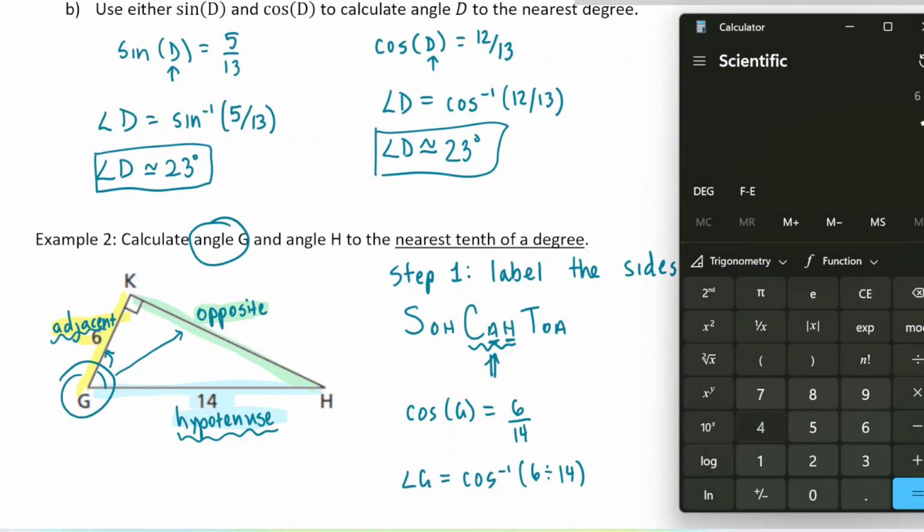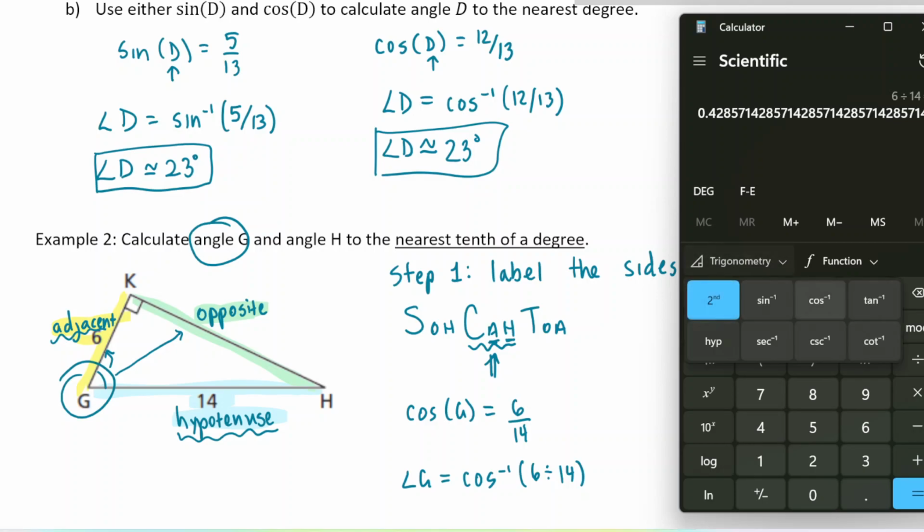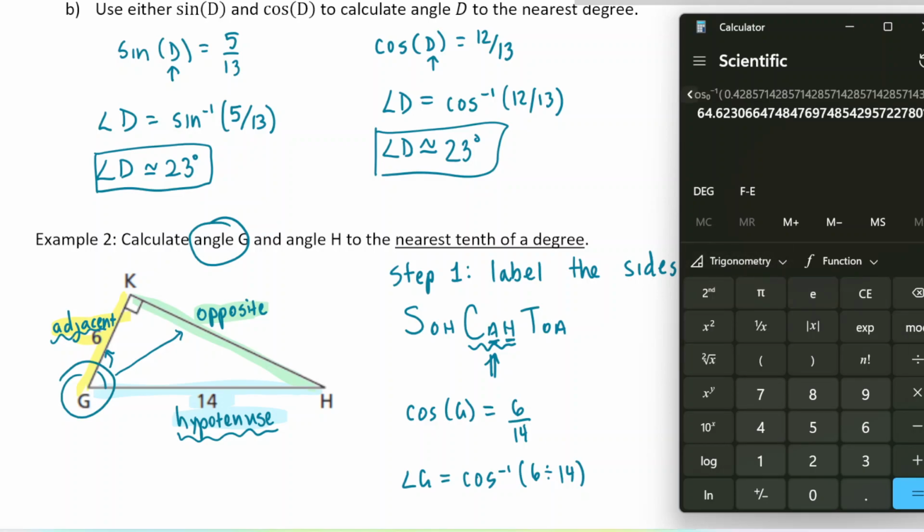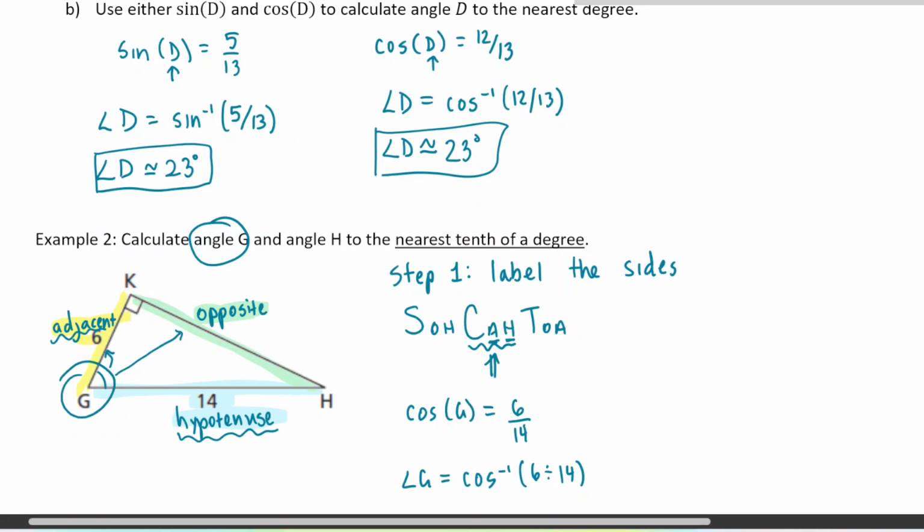So for my calculator, I need to type 6 divided by 14 first, and then I click the inverse cosine, but you may have to do the opposite. So this is about, so it's nearest tenth, so 64.6. So that's angle G. I'm going to label it here 64.6 degrees.